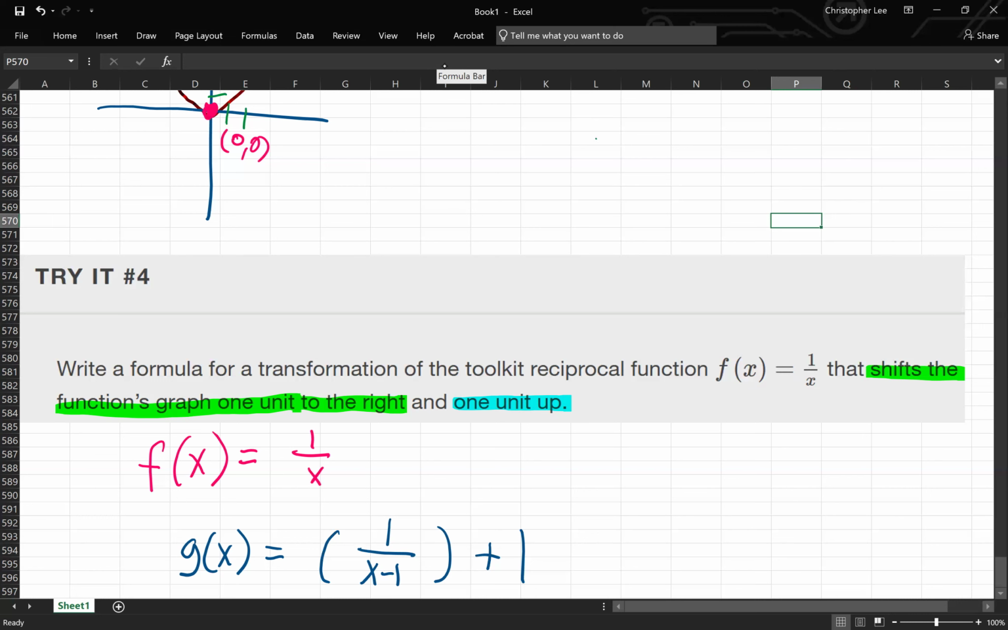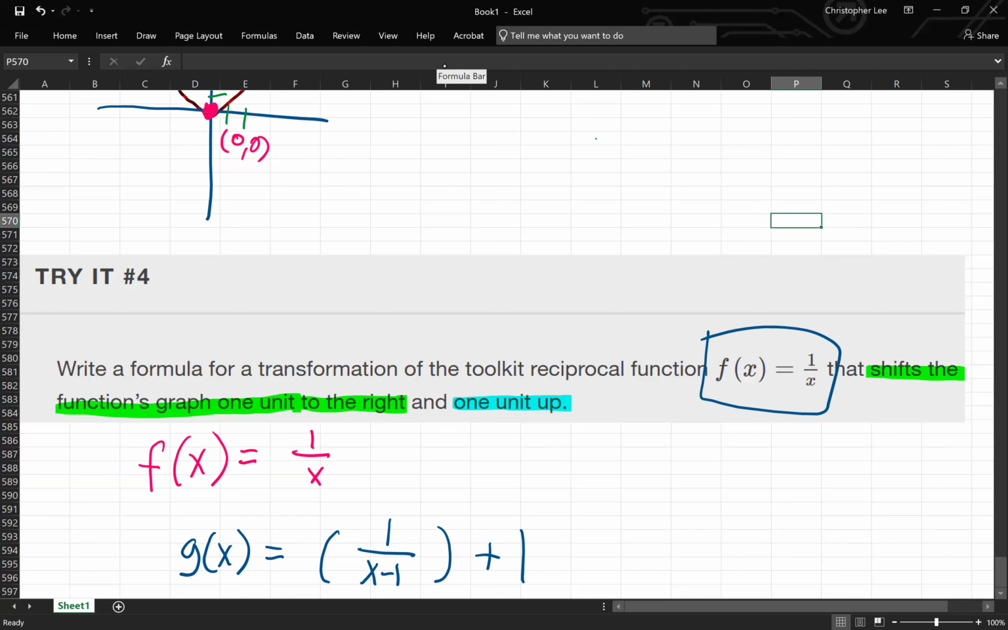Anybody? Go ahead. You don't get it? Which part didn't you get? Yeah. That's good. I appreciate it. Oh, because that's what they gave me. I'm just copying what they gave me. Yeah, okay.